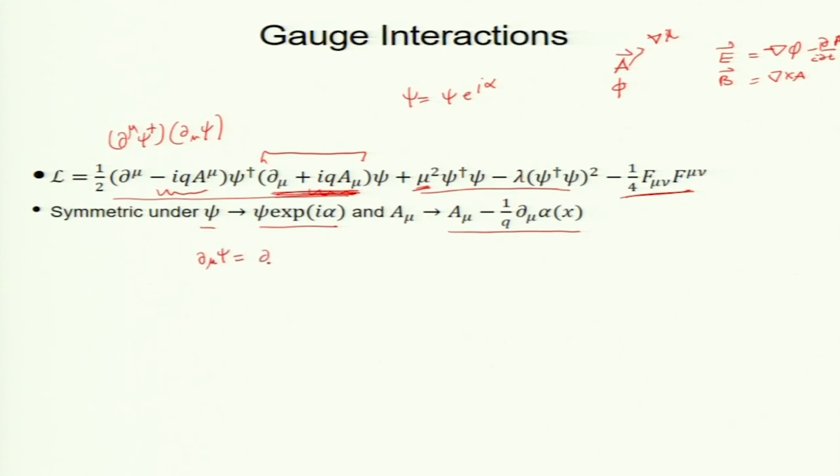So, del mu psi will be, well, I am calling this psi prime, psi e to the power i alpha, then take the derivative of alpha: psi del mu alpha i e to the i alpha. What about iq A mu? Remember A mu also has to be transformed, you can't keep the same old A mu. So, what do I do? Old A mu minus 1 by q del mu alpha.